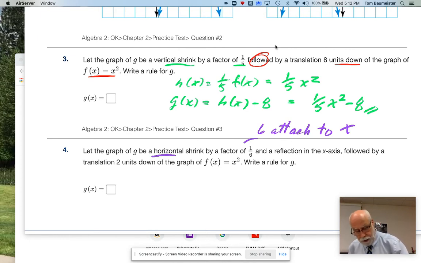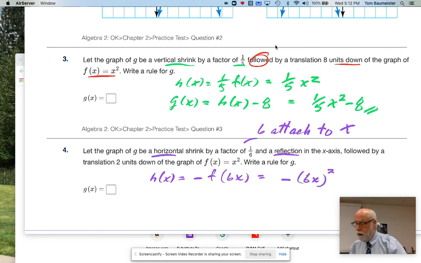Oh, and remember on this time here, they did say and, so we're doing 2 things at once. So we have a reflection in the x-axis, so that means it's going to be outside. So we're going to have our h of x is going to be our negative. Excuse me, that's our reflection in the x-axis. And then I told you we're going to take our x and we're going to attach the 6 to it. All right, so when I do that, there's my negative. We're going to attach the 6 to the x, and it's going to be squared.